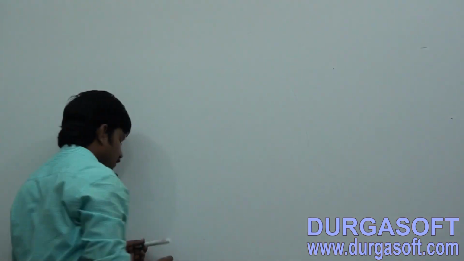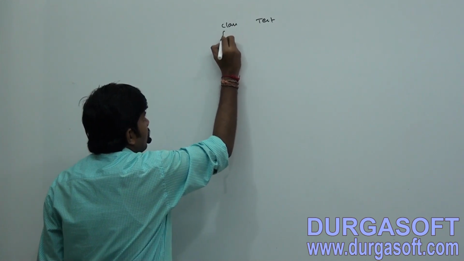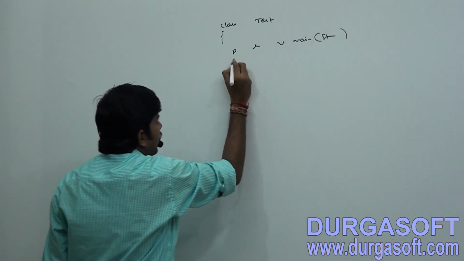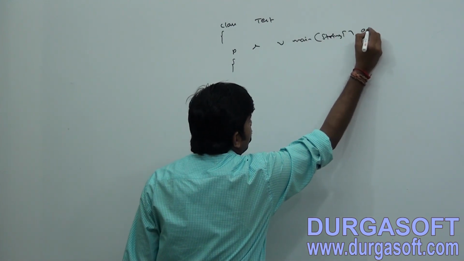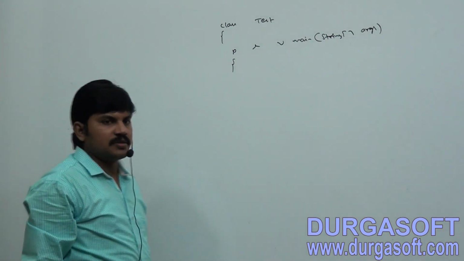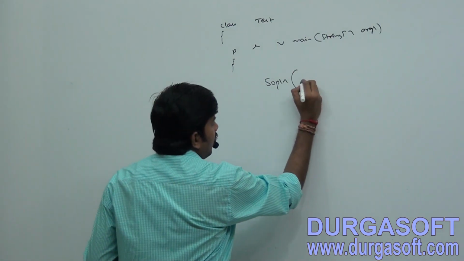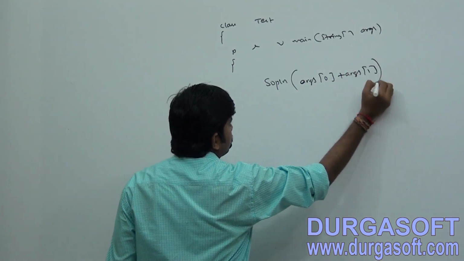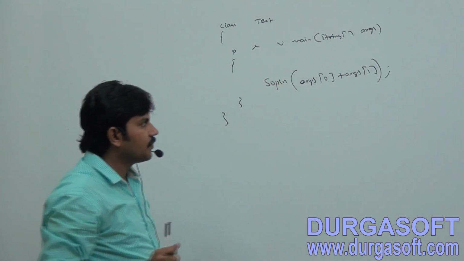Here just observe, I am taking Java. Observe class test, public static void main, string array args. System.out.println args of 0 plus args of 1, like this I am taking.